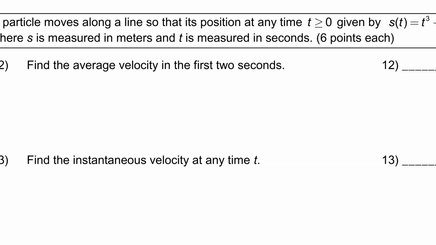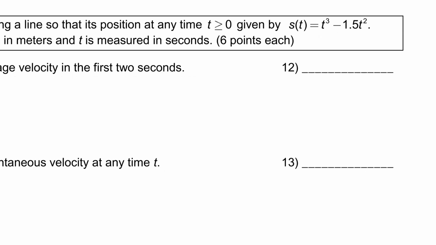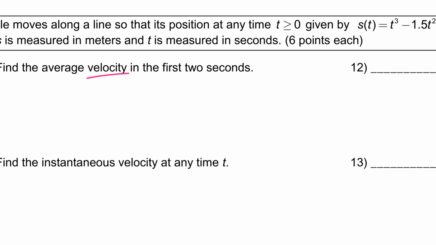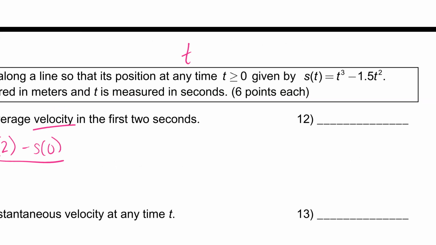A particle moves along a line, so its position at any time t greater than or equal to 0 is given by s of t equals t cubed minus 1.5t squared, where s is measured in meters and t is in seconds. Average velocity is literally the slope equation. So in the first 2 seconds, you take s of 2 minus s of 0. The other version is t cubed minus 0.5t squared.